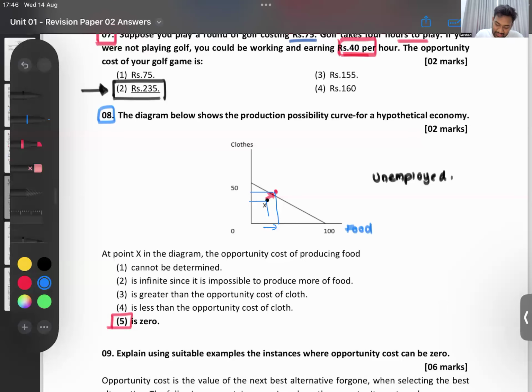The eighth question in simple terms is like, right now you're at a point inside the PPC. A point inside the PPC represents that your resources are unemployed. You have resources that you are not using. So now if you produce more food, if you increase the production of food by using those resources, you don't have to sacrifice anything. Therefore, your opportunity cost is zero. That's connected with situations where opportunity cost is zero. Connecting that with the PPC, we will learn that in the area of.